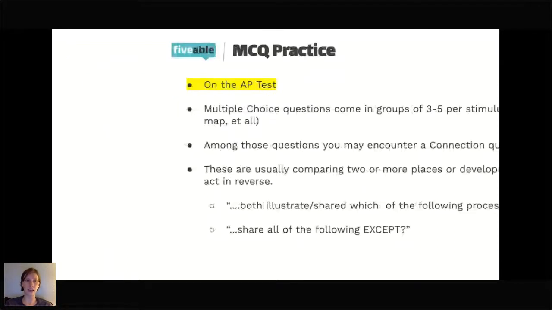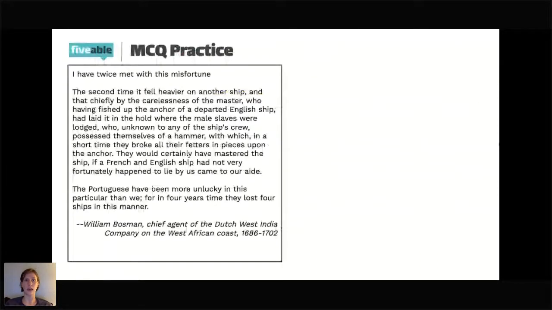Here is a sample stimulus. And for those of you on phones who can't see it as well, I will read the stimulus out loud and then I'll give you the question. So the source line at the bottom here says that our speaker is William Boesman, a chief agent of the Dutch West India Company on the West African coast, 1686 to 1702.